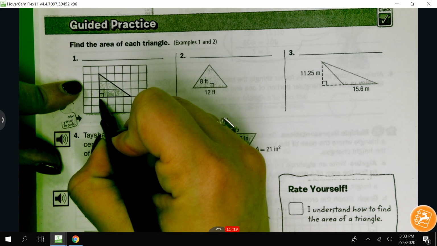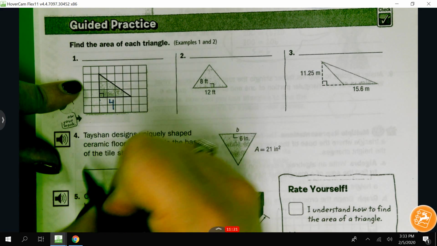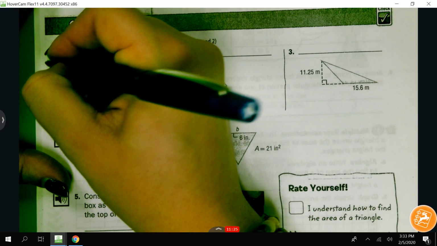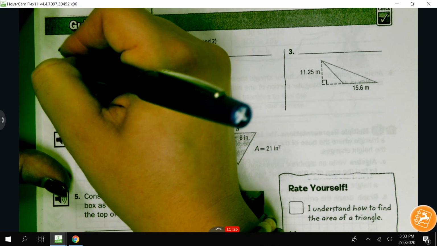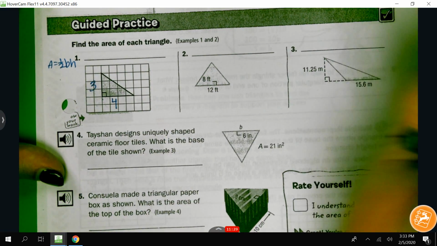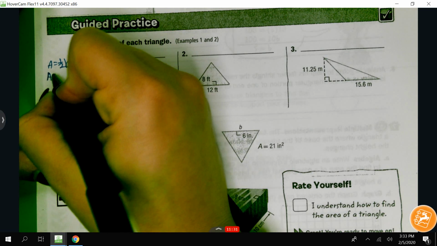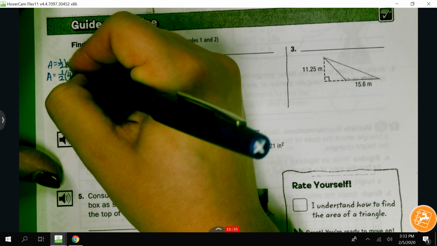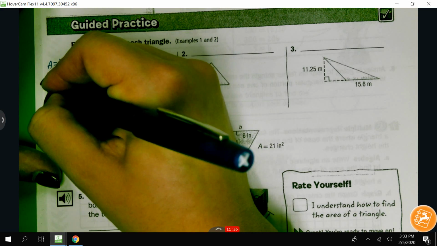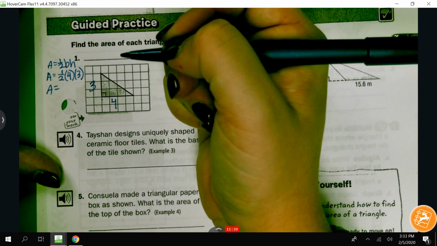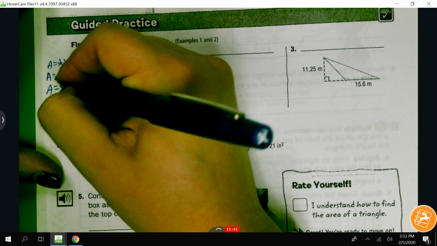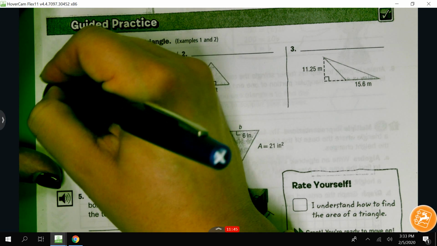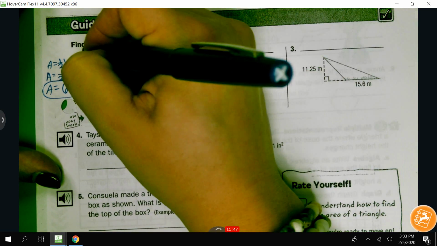Alright, so find the area of each triangle. You've got to count. So my base is 1, 2, 3, 4. My height is 3. So A equals 1/2 base times height. Plugging in, my base is 4, height is 3. So 1/2 times 4 times 3 is 6 units squared. Oh, we could put that here.